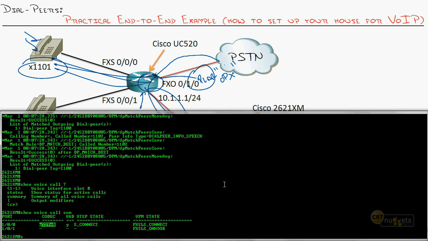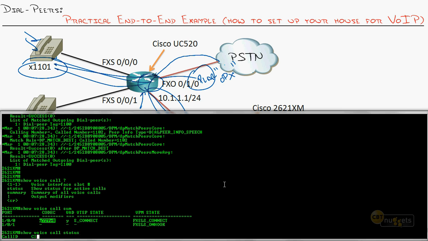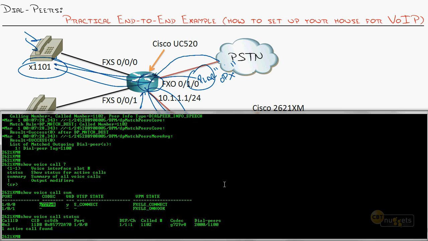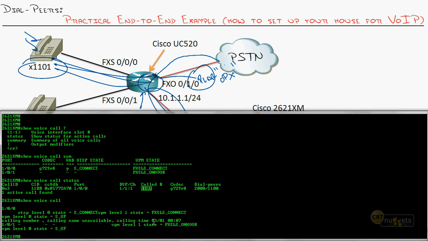I can also do a show voice call status. And see what DSPs it's using. I can see what dial peers incoming and outgoing it's actually matched. The called number that's going through, and I can even just do show voice call, and I can see all the information. There's not much more to it, but depicting all of those.